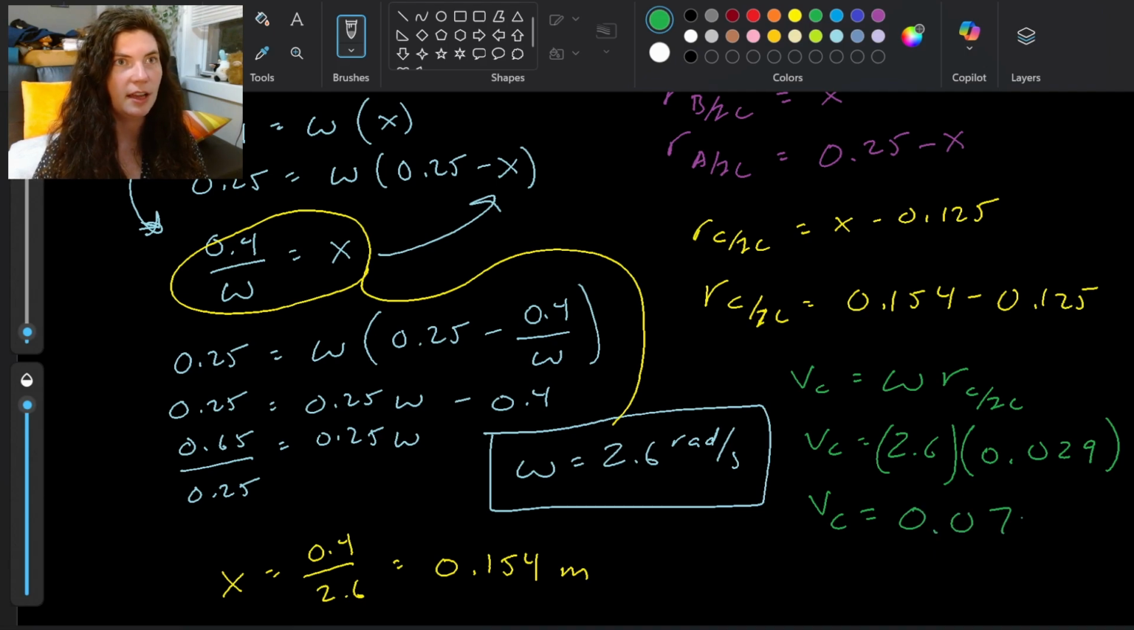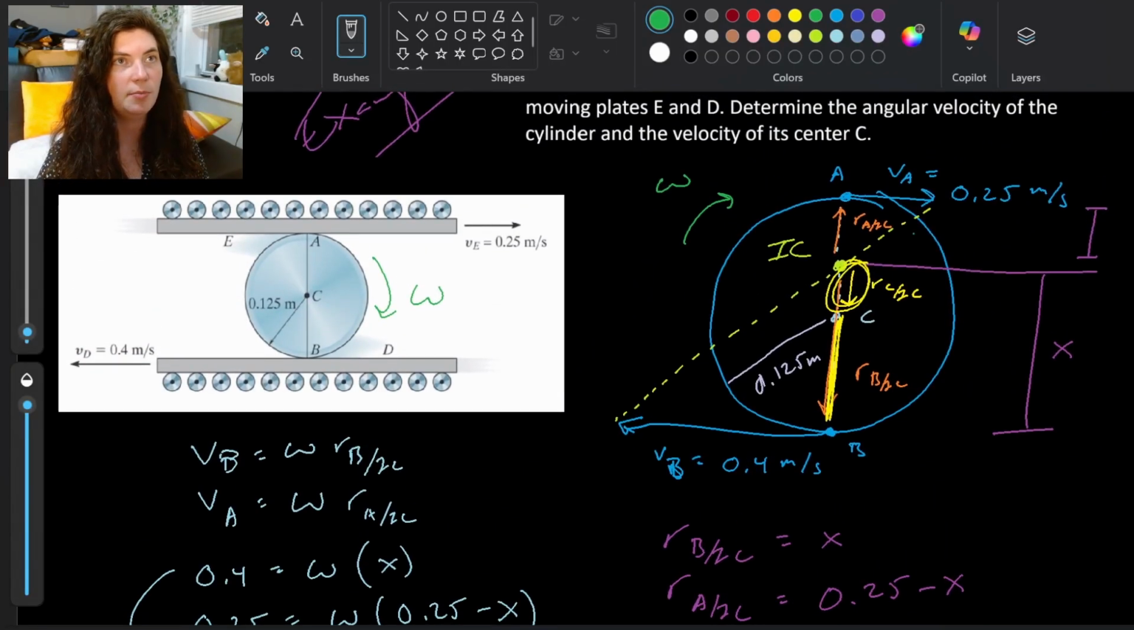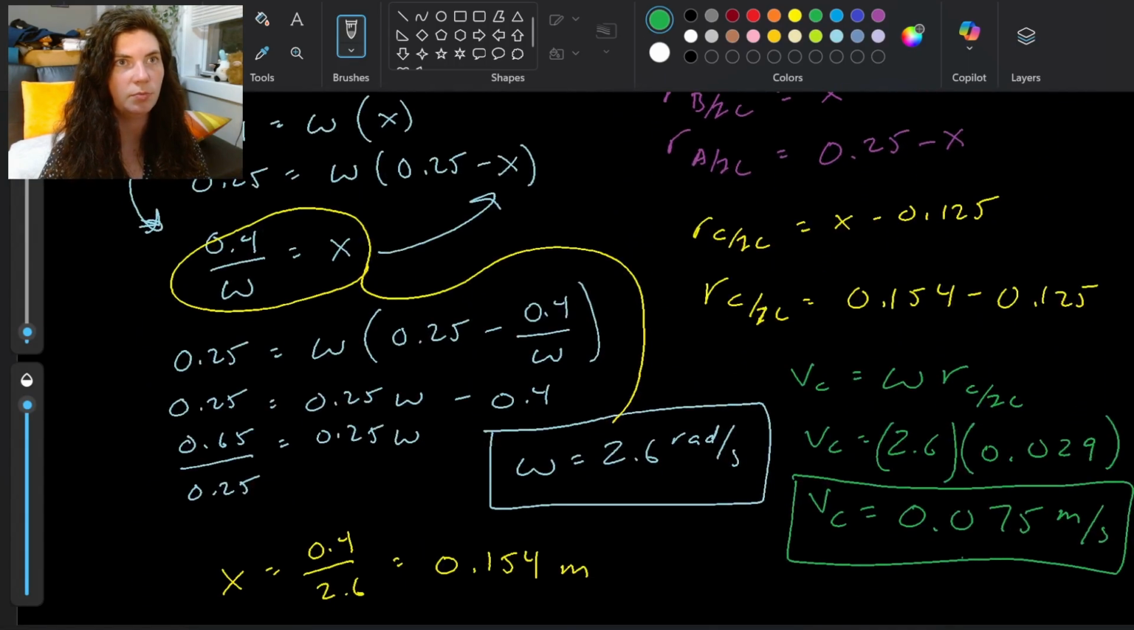Anyway, we plug that into the calculator and we get 0.075 meters per second. And we know the direction on this actually. It's based on how this line hits. So this direction is going to be to the left. It's very small, but it is to the left here for our VC of 0.075 meters per second.